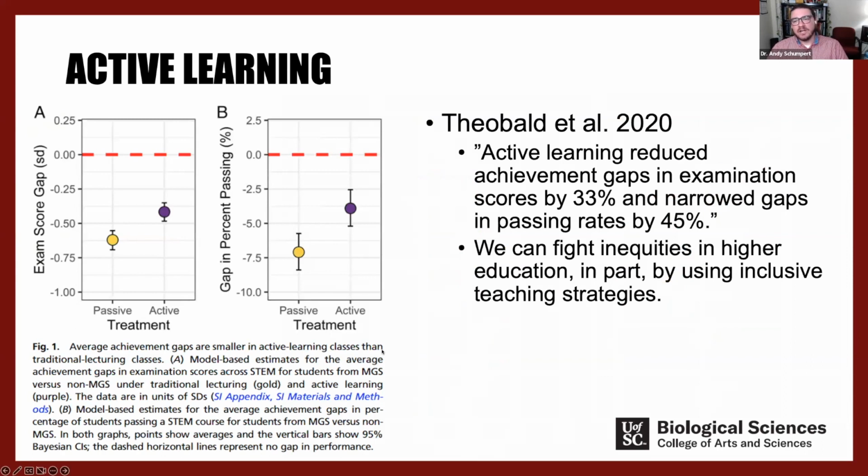And beyond just benefiting our students, Theobald et al. in 2020 actually went so far as to look at this passive versus active learning in the context of what they call achievement gaps or opportunity gaps for our students. And so they were quoted here saying active learning reduced achievement gaps in examination scores by 33% and narrowed gaps in passing rates by 45%. So not only is this something that is benefiting our students, it's benefiting all of our students, right?